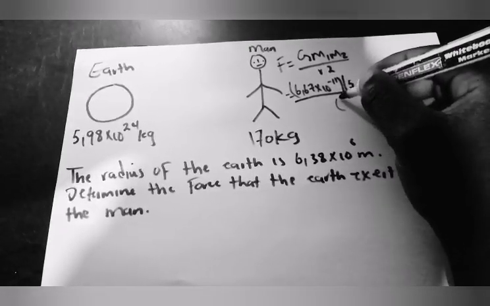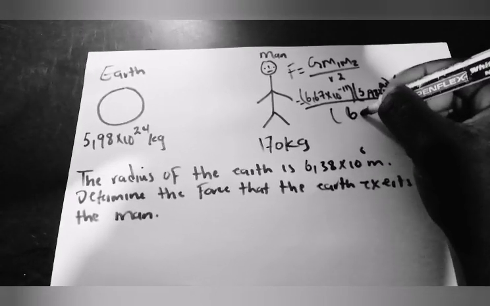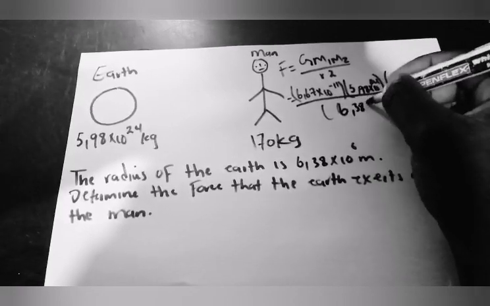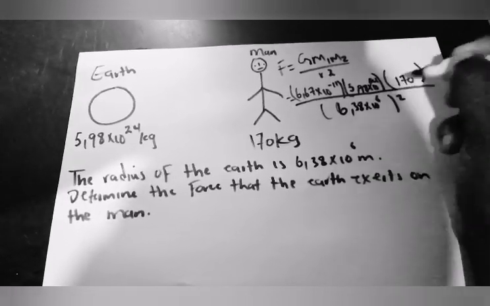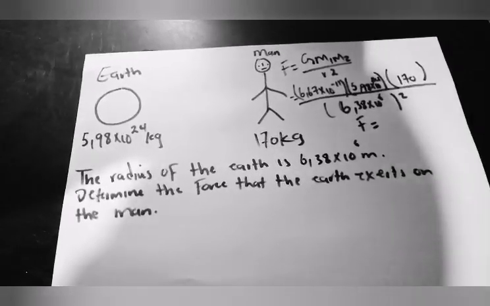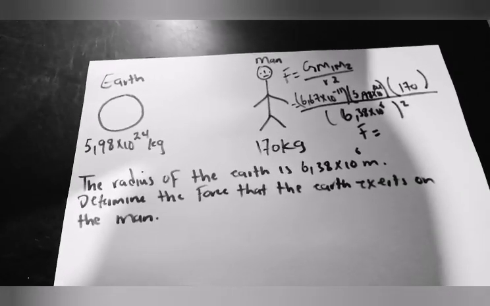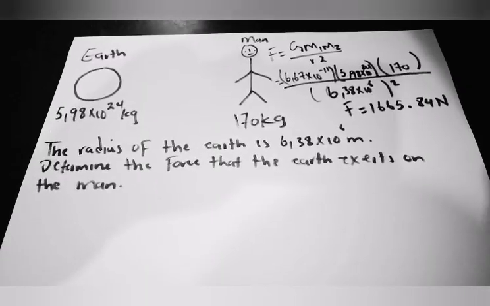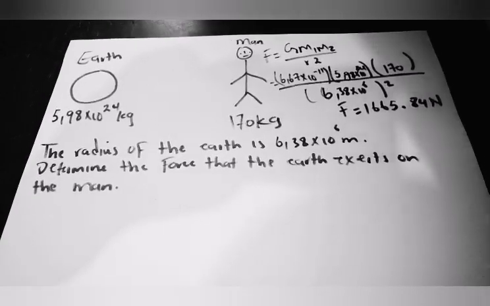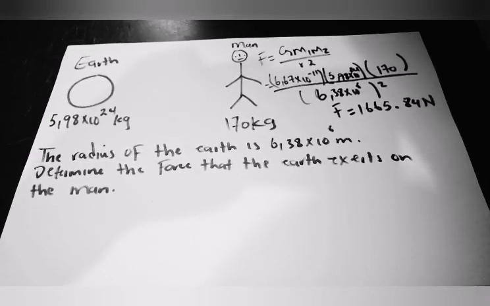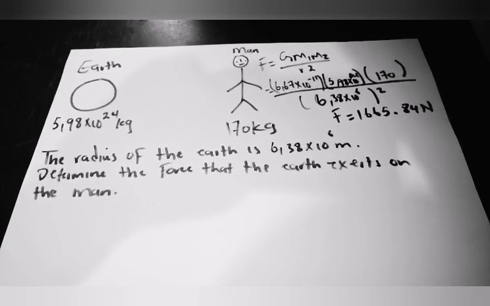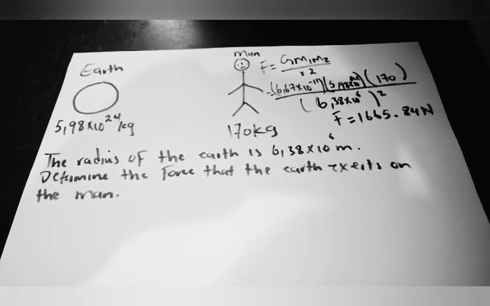We are happy because this is measured in meters. So 6.38 times 10 to the power 6. Then punch your calculator, you will get 1665.84 Newton. They say determine the force that the earth exerts on the man. You got that force, right?